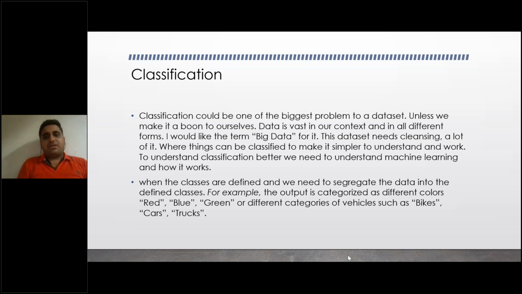So classification could be one of the biggest problems in the data set, unless we make it a boon to ourselves. Now, this is what I've thought of writing. Data is vast, and we definitely term it big data. We try to work with this data. We try to understand that the data has its own set of qualities inside, so we try to differentiate, to categorize. But that happens in two different forms. One is in the form of classification, another is in the form of clustering. Both are different. We'll learn that now, how that has been shown here.